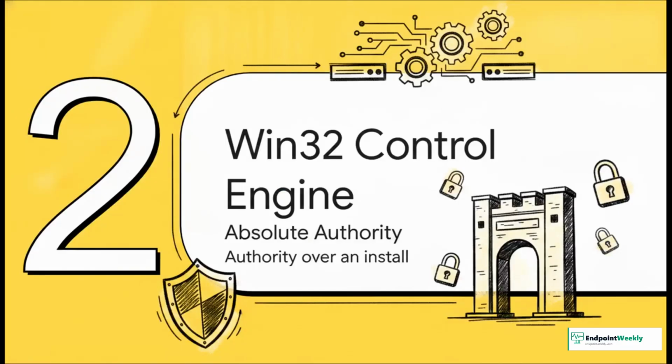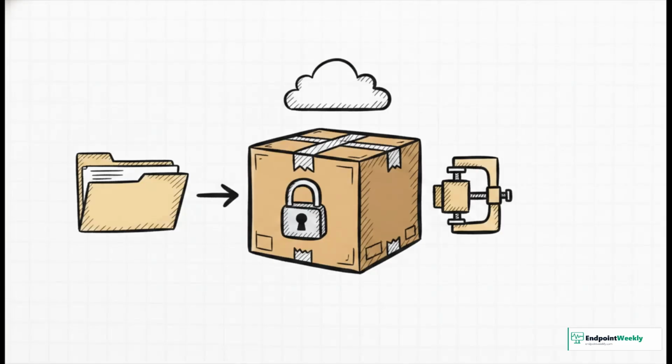Moving to Section 2, the Win32 control engine. When you need absolute authority over an installation, this is your baseline. Win32 is the undisputed enterprise heavy lifter. It handles your standard executables, complex MSIs, and those brilliant PowerShell wrapped installers you've custom built for your specific environment. But it does require some prep work.